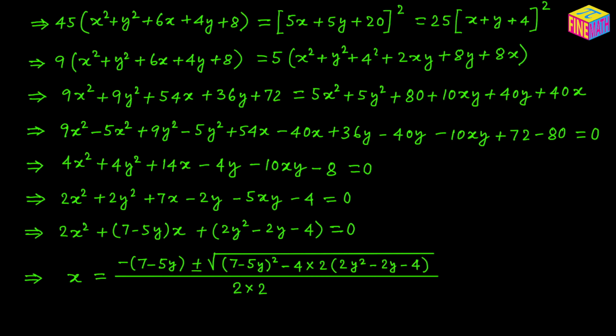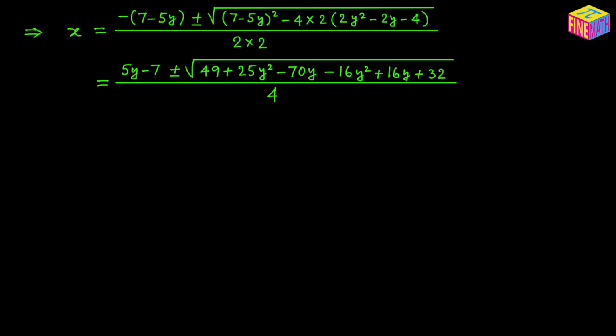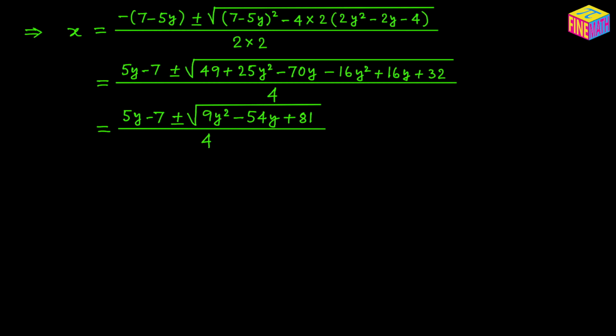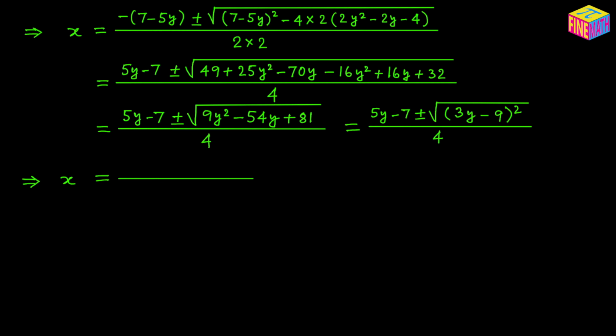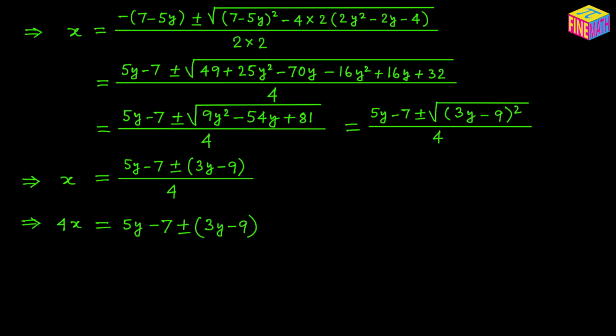And if we simplify the right hand side, it's going to look like this. And then let's simplify the terms inside the square root. And then the terms inside the square root are actually a whole square. So the right hand side could be written like this. And then finally we can say that x is equal to something like this. And if we multiply by 4 on both sides, then we get rid of the denominator on the right hand side. So then 4x will be equal to something like this.